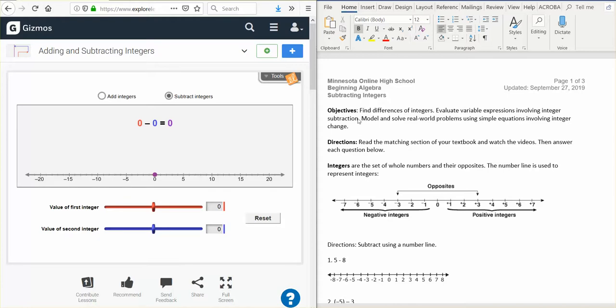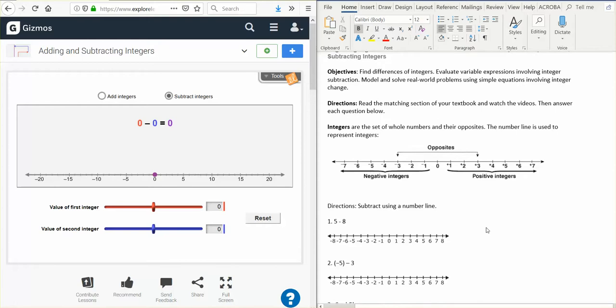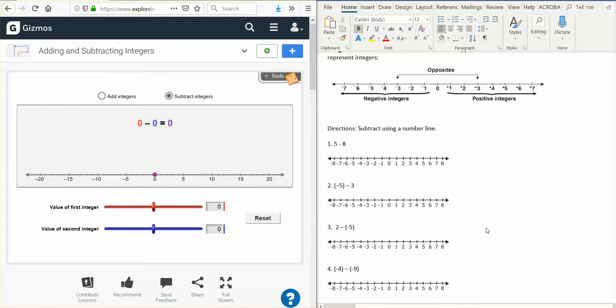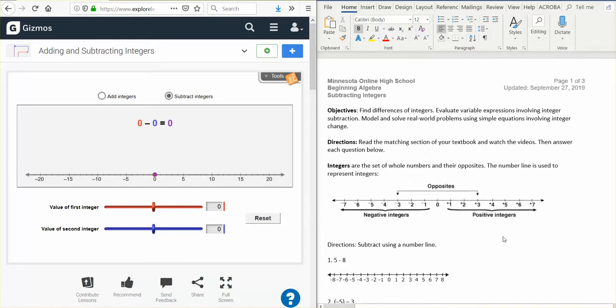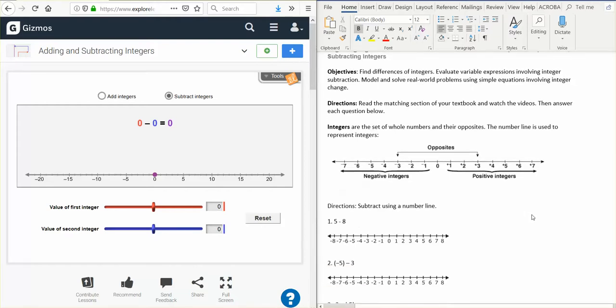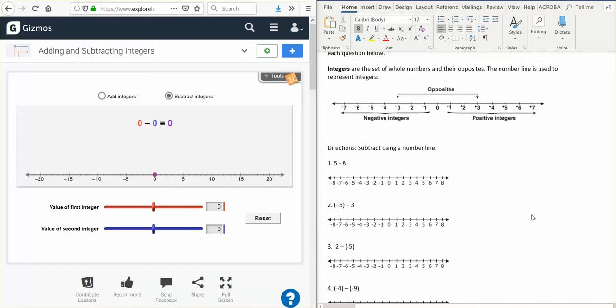So there was another video on how to use the gizmo, which is on the left here, to show subtracting integers on a number line, and we'll use that to check some of our problems as we go. The first few problems are using a number line. Again, remember that integers are the whole numbers plus their opposites, and we can use a number line to show the integers, and we can also use a number line to add and subtract integers.